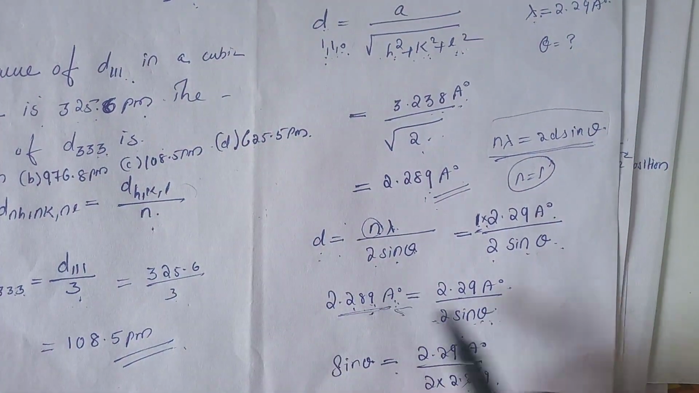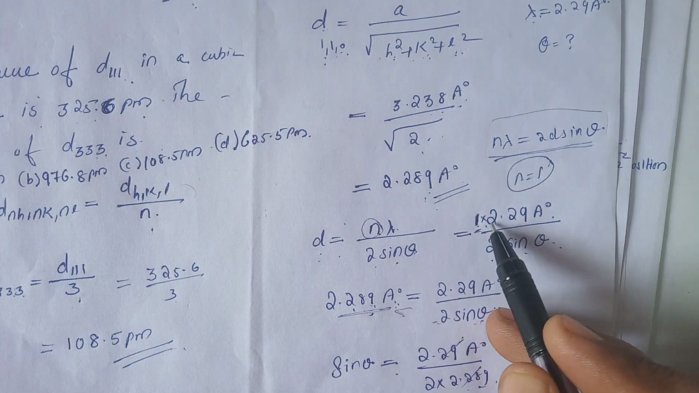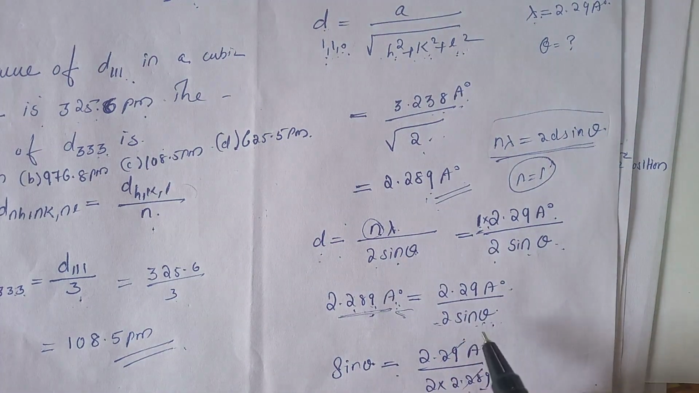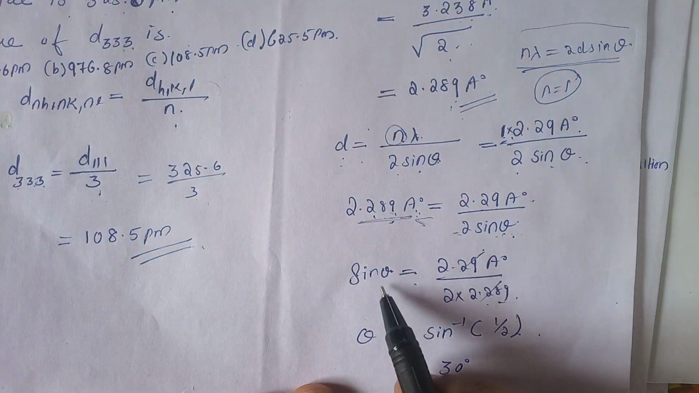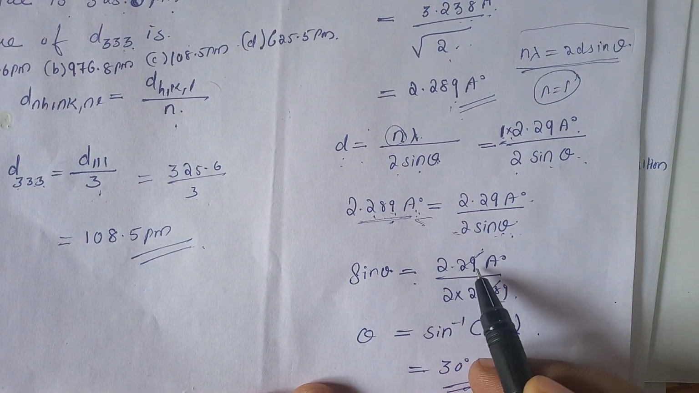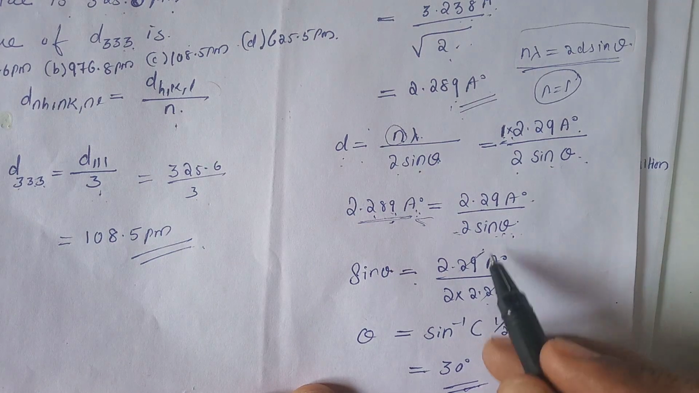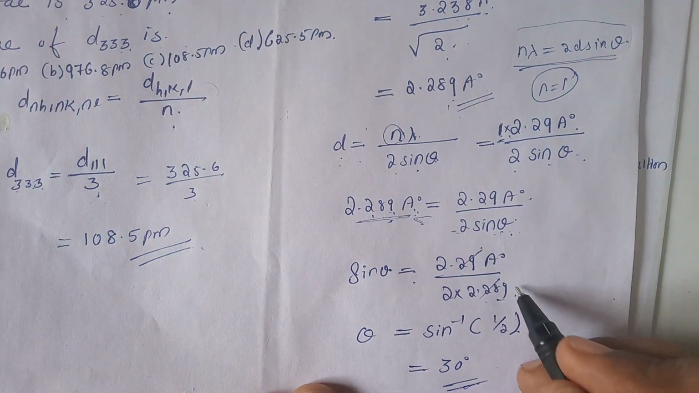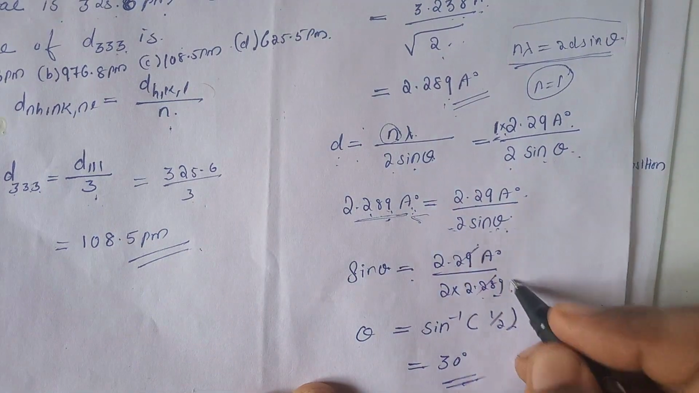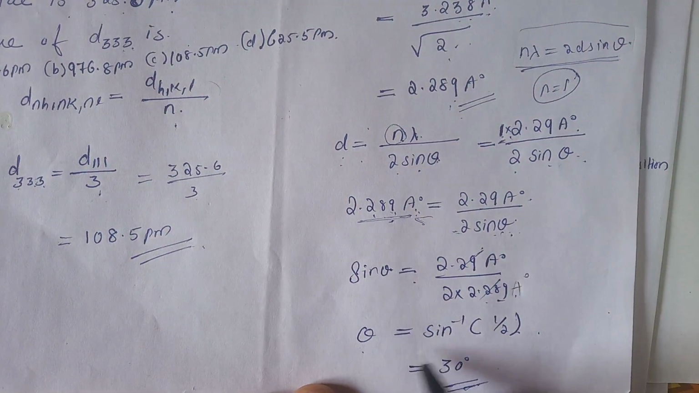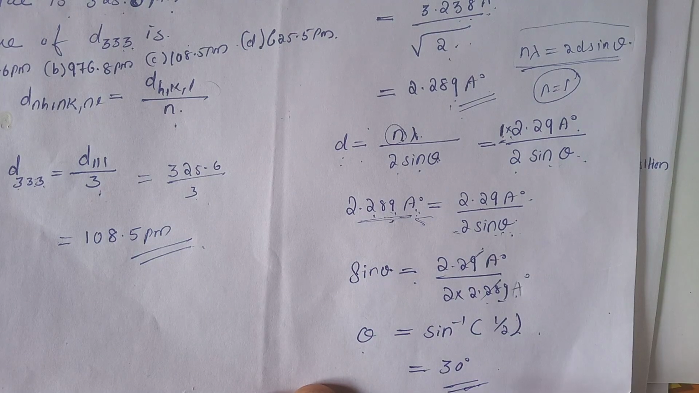So substituting here, and n is equal to 1 into 2.29 angstrom, lambda given, 2 sin theta, and rearranging, sin theta equal to 2.29 angstrom divided by 2 into 2.289, so approximately equal, cancelling, and theta equal to sin inverse 1 by 2 equal to 30.